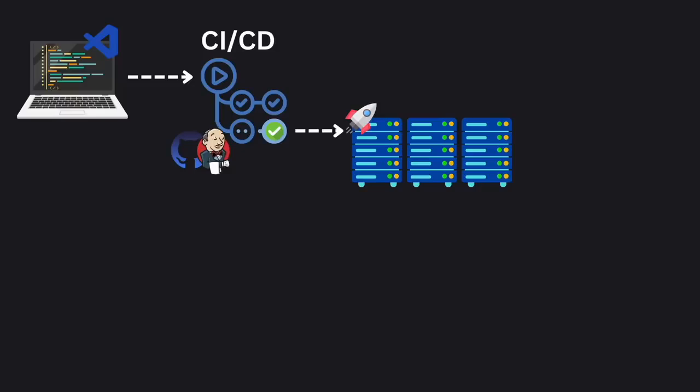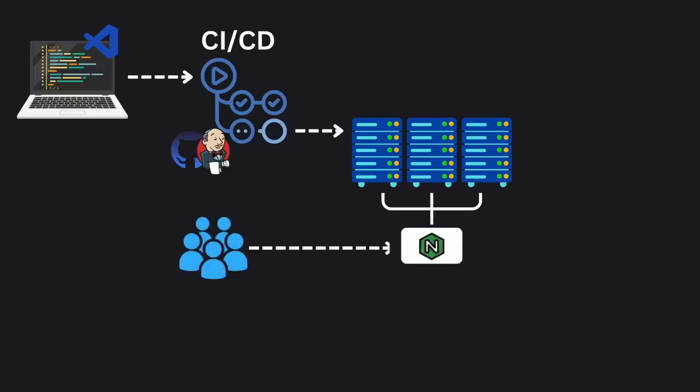And once our app is in production, it has to handle lots of user requests. This is managed by our load balancers and reverse proxies like Nginx.